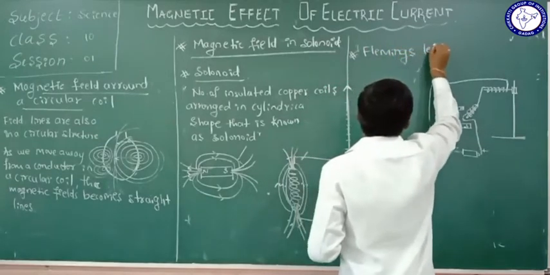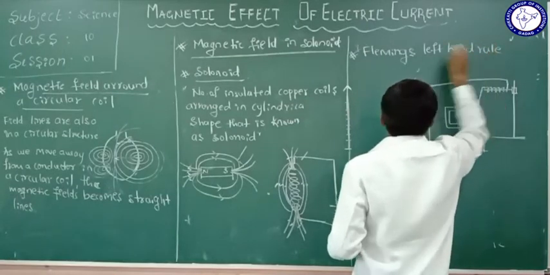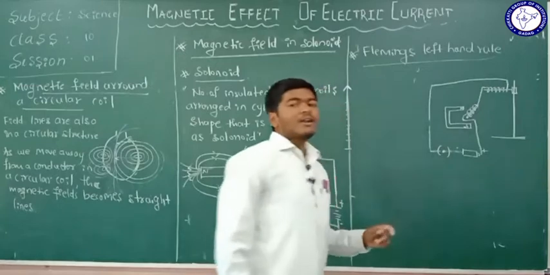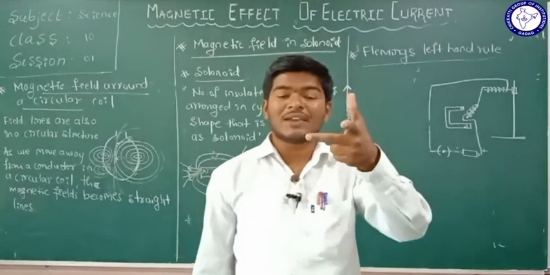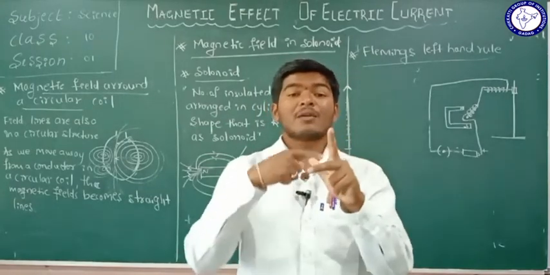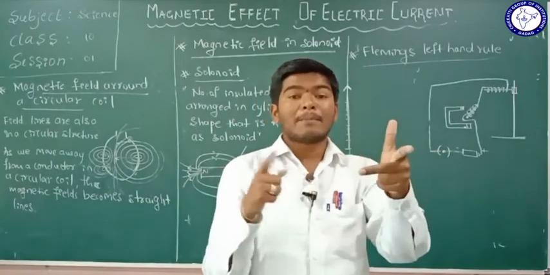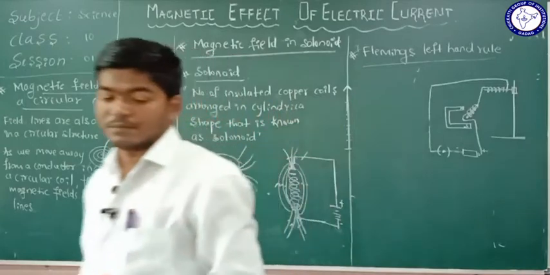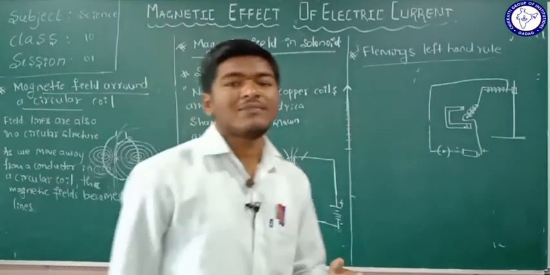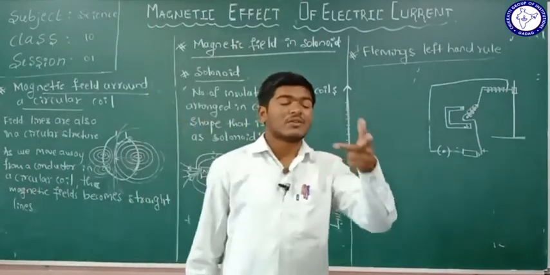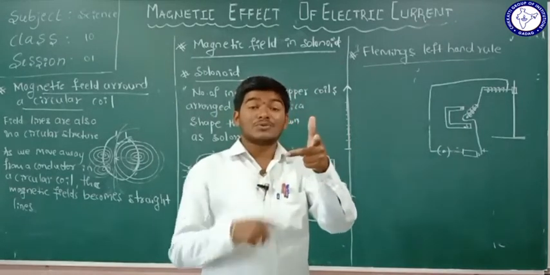Fleming's left hand rule. According to Fleming's left hand rule, you have to arrange the three fingers of your left hand in such a way that they are mutually perpendicular to each other, like that.